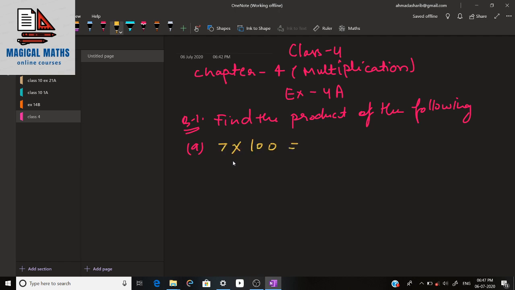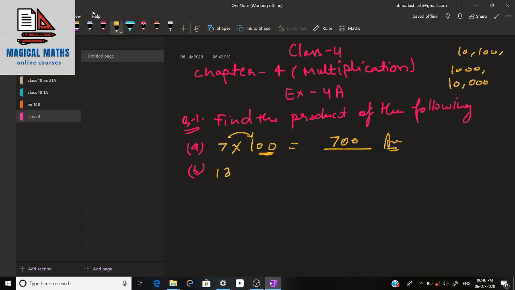Students, here you have to multiply, but whenever you are multiplying any number by 10, 100, 1000 or 10,000, you just write the number: 7 ones are 7. You multiply 7 by 1, 7 ones are 7, and place 2 zeros just as they are. So 700 is your answer. You don't have to actually multiply the given numbers, just multiply 7 ones are 7 and place the zeros as they are. Now the next question, the B part, 18 into 1000.